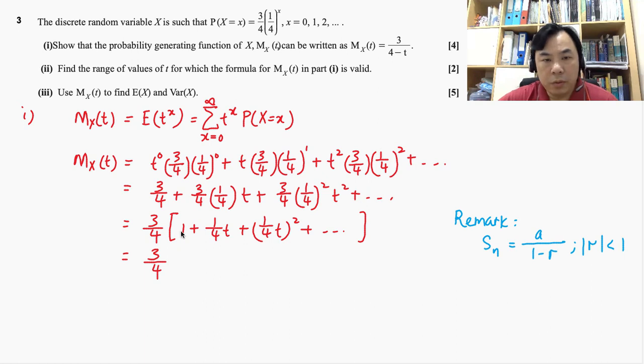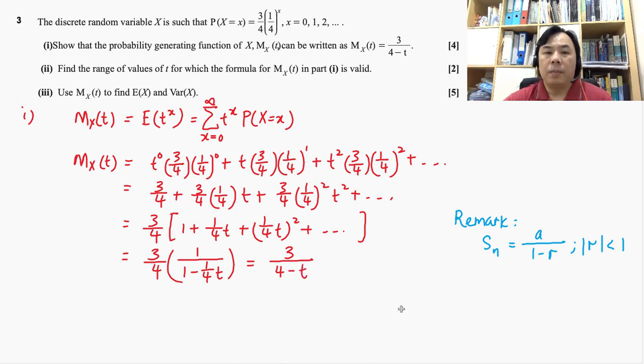Okay, so therefore the first term is a, 1 minus the common ratio. So the common ratio is this part here. And then by simplifying, we will get 3 over 4 minus t. Okay, so I hope that is clear at this point. Okay, we are done with number 1.